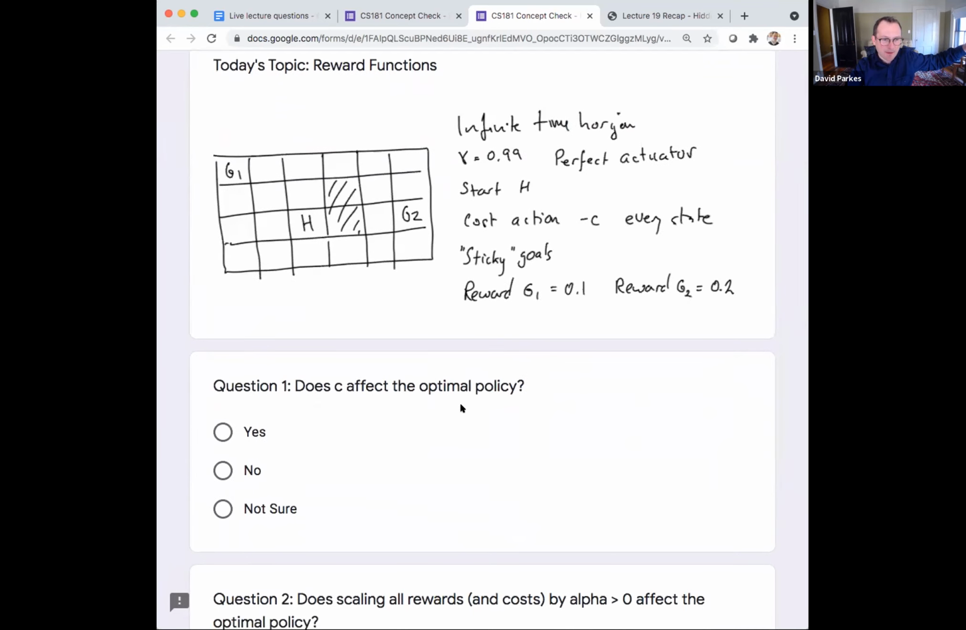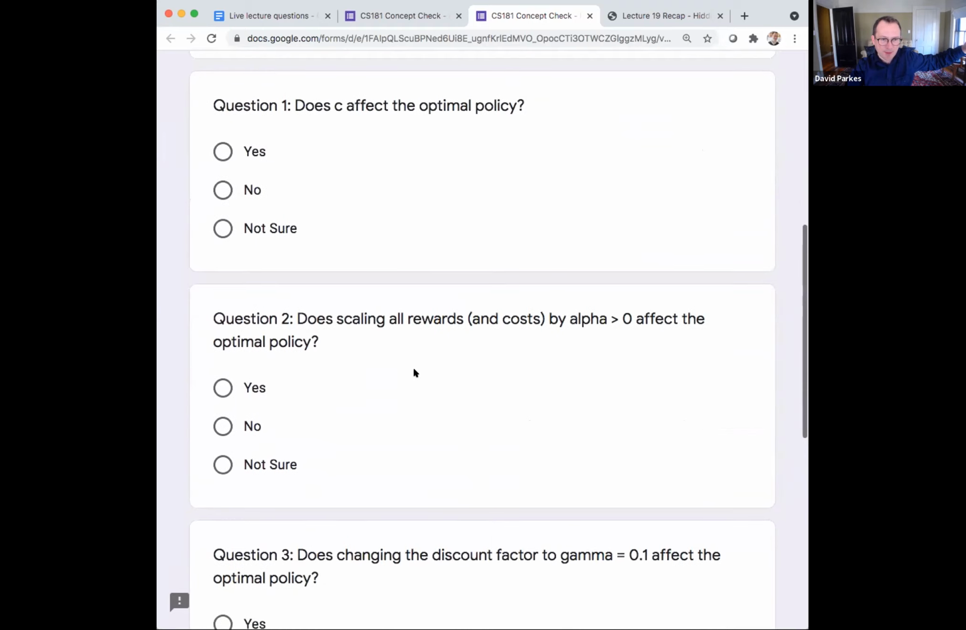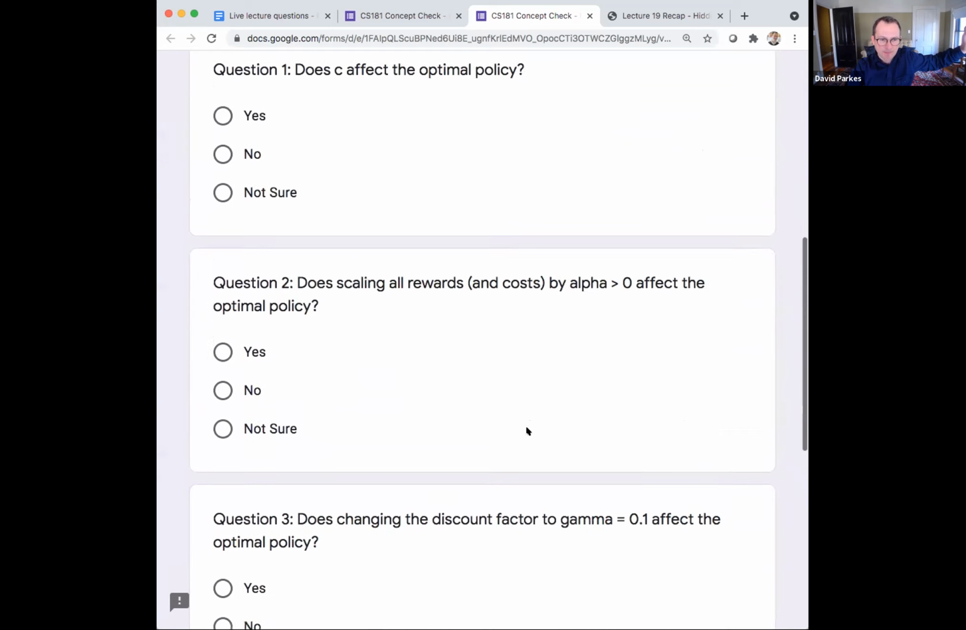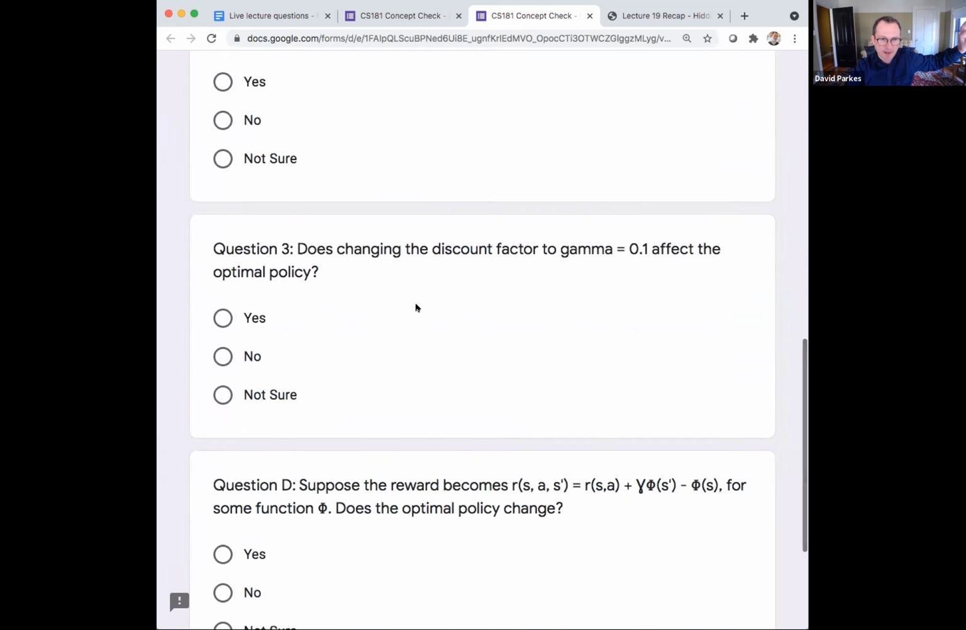So then there are 4 questions. The first question asks you whether C affects the optimal policy. The second question asks you whether scaling all rewards, including the cost C, by alpha affects the optimal policy. The third question asks you whether changing the discount factor to something close to 0 affects the optimal policy.